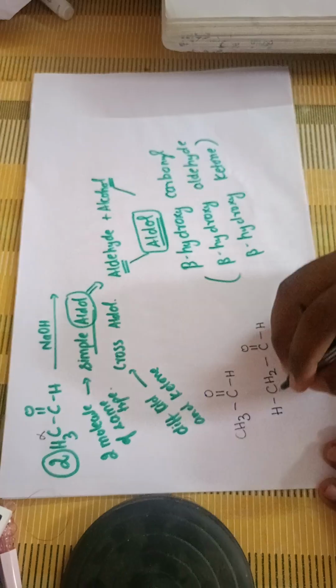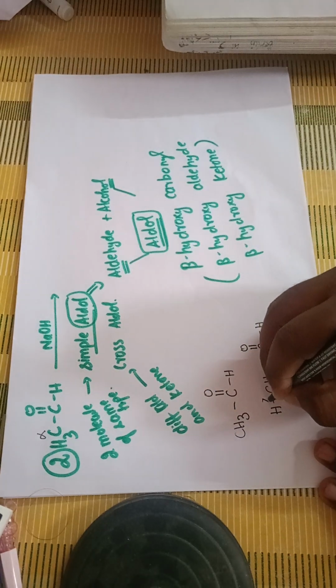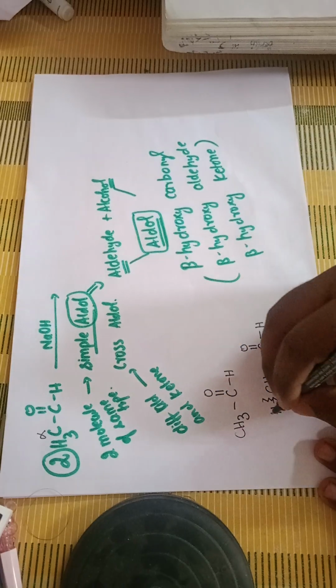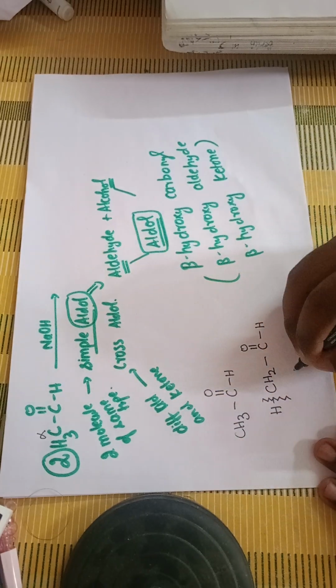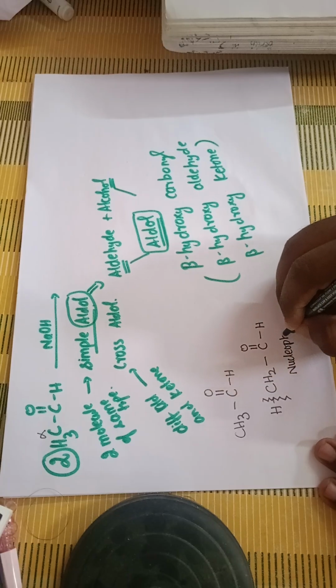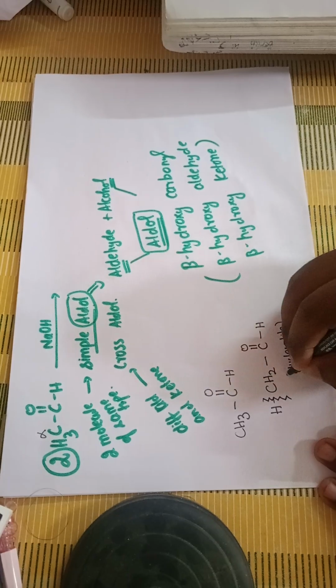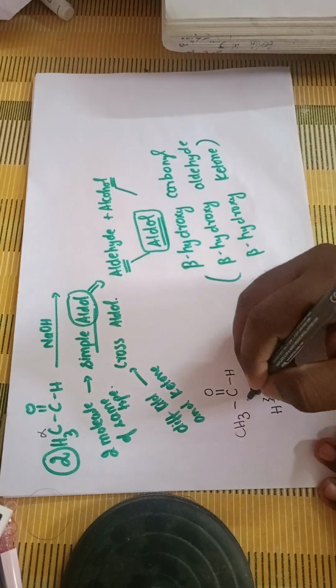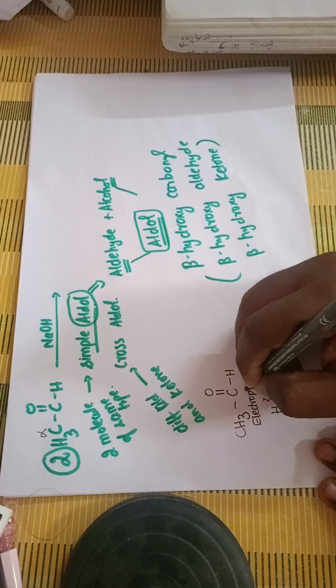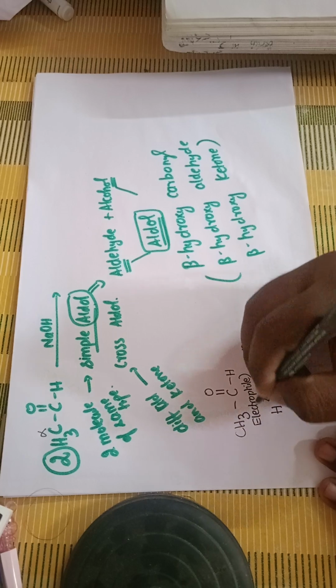Now first break the connection between the alpha hydrogen and that alpha carbon. In the molecule where you break it, that will be the nucleophile. The molecule in which you are breaking the alpha hydrogen will act as the nucleophile. The molecule to which you are going to add that hydrogen will act as the electrophile. Always the reaction will take place between one electron deficient and one electron rich species.